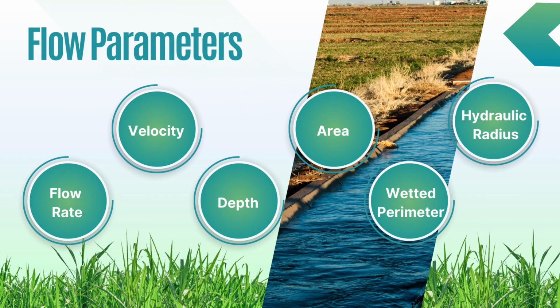Together, these 6 parameters, flow rate, velocity, depth, area, wetted perimeter, and hydraulic radius, are the foundation for designing effective irrigation systems, flood control structures, and drainage networks. By understanding them, engineers can create channels that move water efficiently and safely.